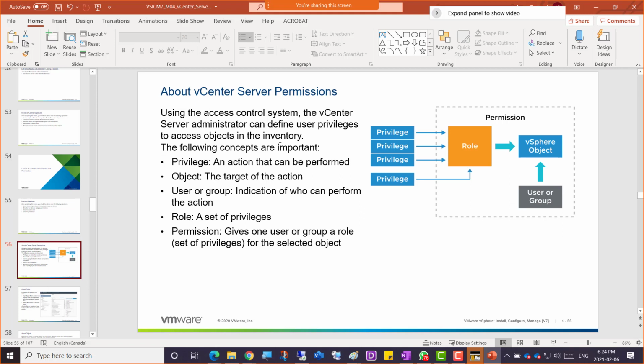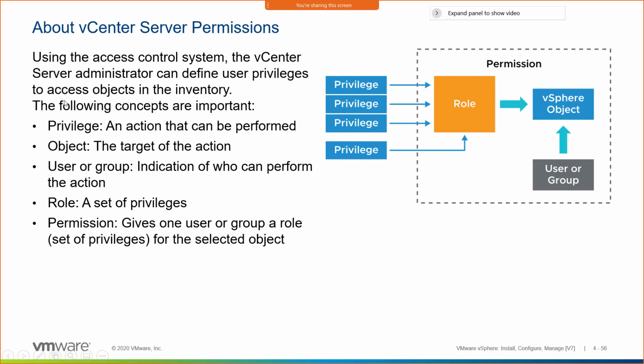About vCenter Server permissions, using the access control system, the vCenter Server administrator can define user privileges to access objects in the inventory. The following concepts are important. What are the concepts? Privilege, object, user or group, role, permission. So what is a privilege? An action that can be performed. Object, the target of the action. So object would be a user or group, and the privilege would be whatever privilege you want to give. User or group, indication of who can perform the action.